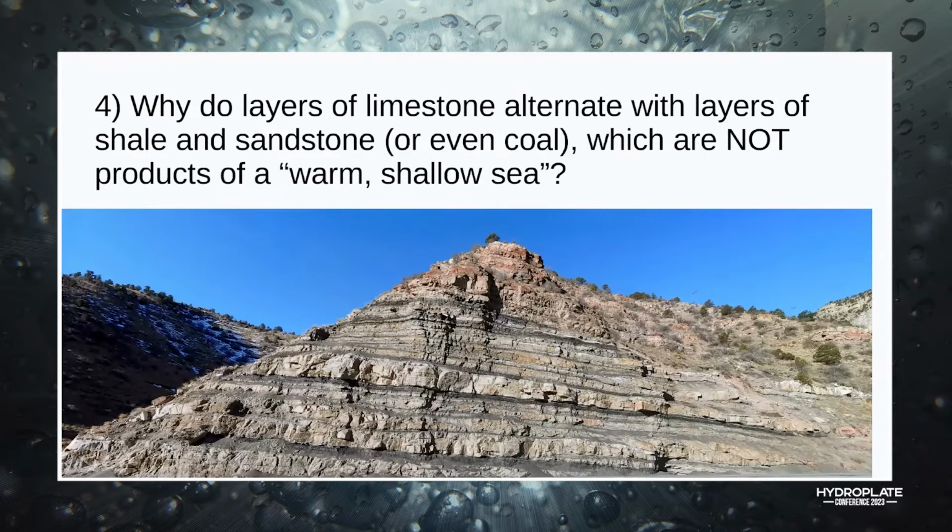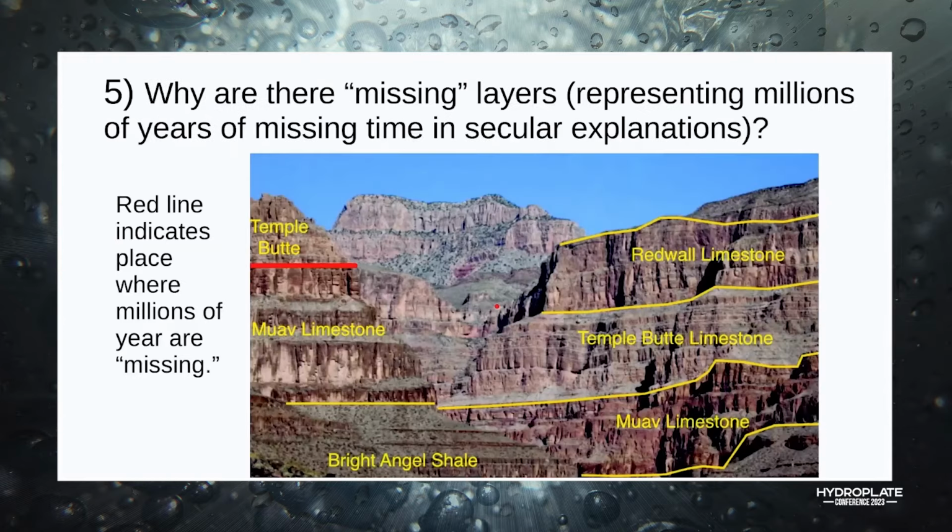Fourth, why do layers of limestone alternate with layers of shale, sandstone, or even coal, none of which are products of a warm, shallow sea? So their explanation is, well, the ecosystems just changed. There was a warm, shallow sea that dried up. Then there was a forest that fell over and died and rotted and made coal. And then the ecosystem changed and it became a desert for a few million years and sand built up. And then it went back to a warm, shallow sea. And then it was a desert again. And they just have to alternate these ecosystems to explain these layers.